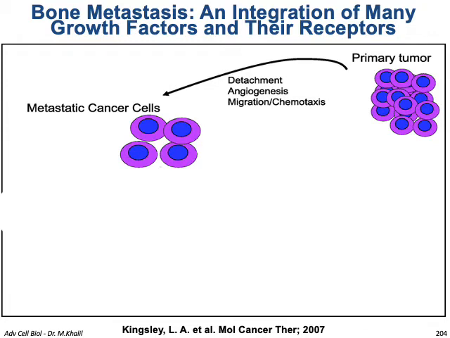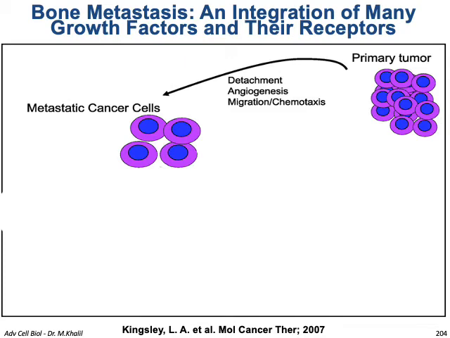Here we'll see an example of a cancer, the bone, and how it metastasizes. It's a result of an integration of many growth factors and their receptors. So you can see here the primary tumor, once again, detachment and angiogenesis lead to its migration. It will become a metastatic cancer cell.